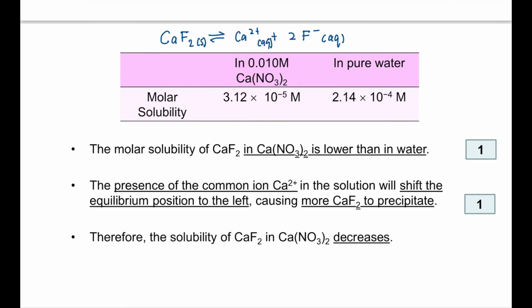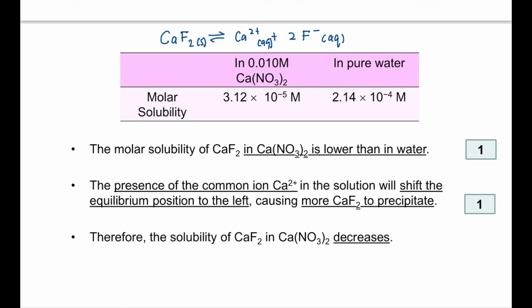So, kalau ada common ion merendahkan solubility. So, disebabkan kita ada banyak calcium 2+, satu daripada garam, satu lagi calcium 2+ daripada solution, the high concentration of calcium 2+ will cause the system to shift to the left. If shifting to the left, it will form more calcium fluoride. It is solid, so we can see shifting to the left will produce more precipitate. Therefore, the solubility of calcium fluoride in calcium nitrate is decreased compared to the solubility in pure water.